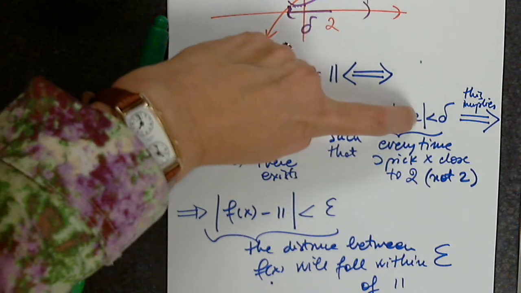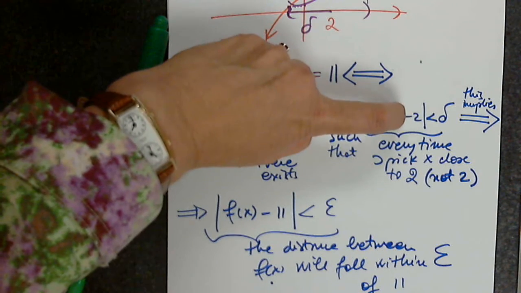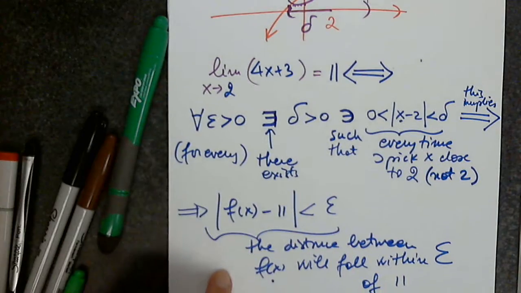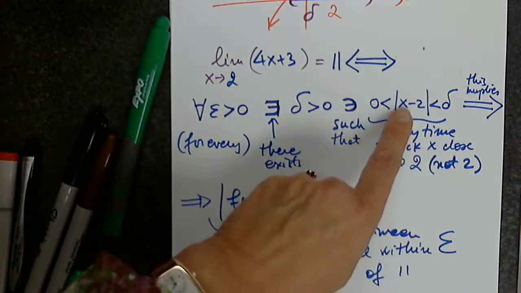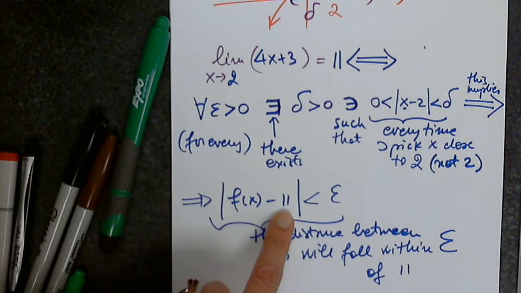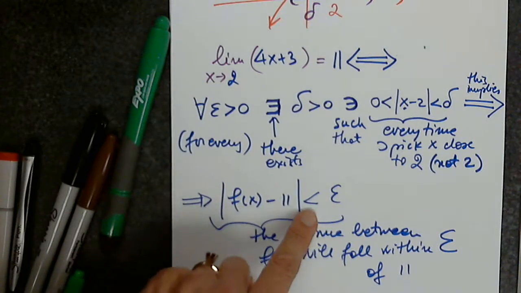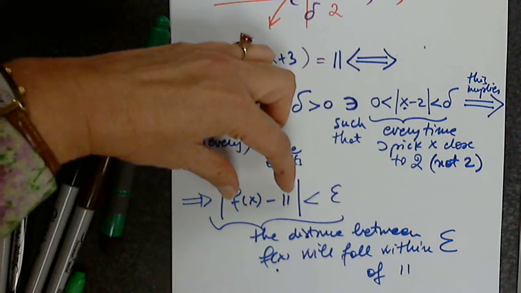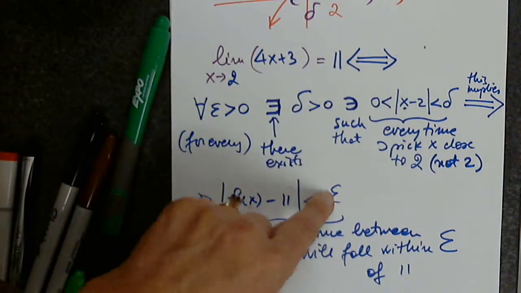The distance between x and 2 is not more than delta. So I pick x close enough to 2. That will result in f of x, f of this particular x that I pick, the distance between f of x and the limit, which is 11, has to be within epsilon of 11. So the distance between f of x and 11 has to be smaller than epsilon.